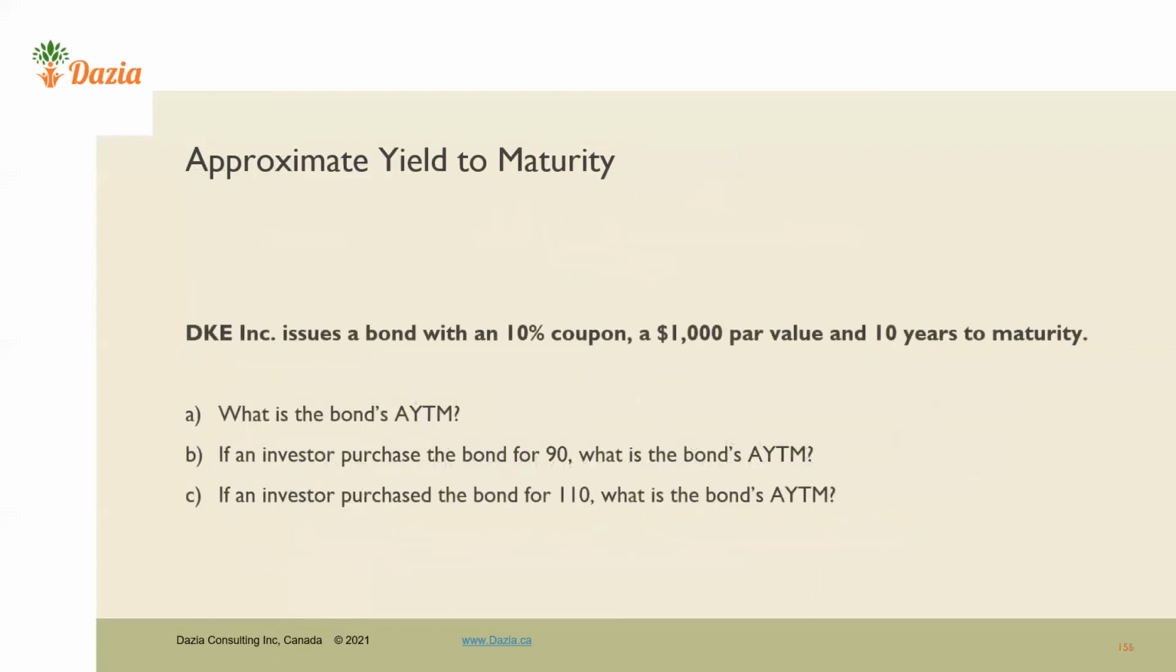Let's take a look at this example. Same one: 10% coupon, $1,000 par value, 10 years to maturity. What is the AYTM if you buy it for 900 or you buy it for 1,100?